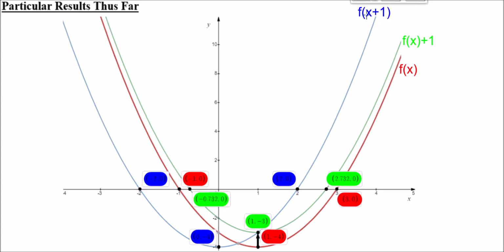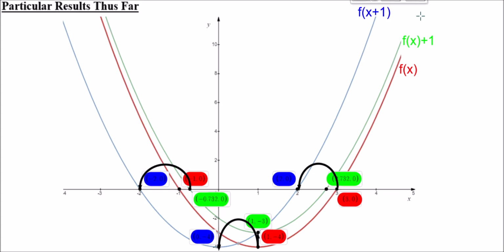And for f of x plus 1, they're all 1 unit different, 1 unit backwards from f of x. So in terms of noticing this, have a look at minus 3, 0. That's 1 unit back, 2, 0 for f of x plus 1. Minus 1, 0 has become minus 2, 0. And likewise, a minimum of 1, minus 4 has now become 0, minus 4. So these are just particular results though, these aren't the general results.